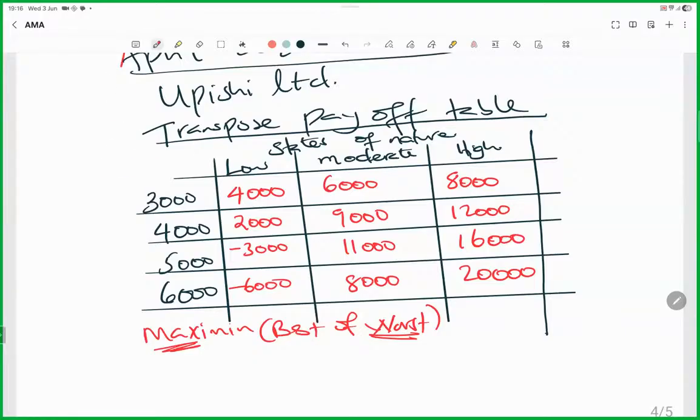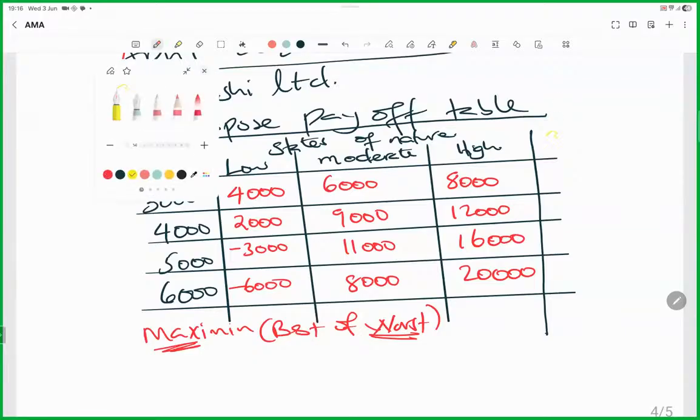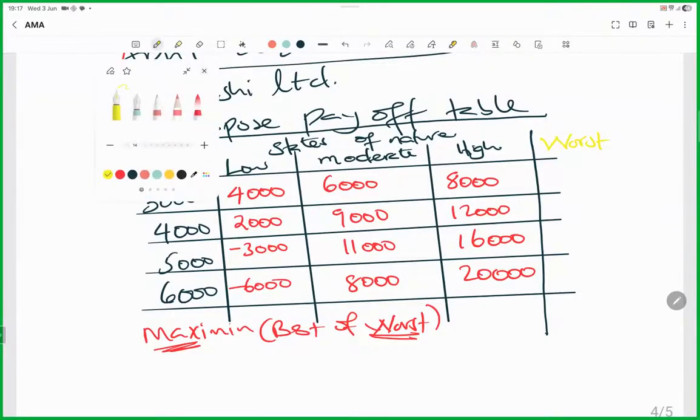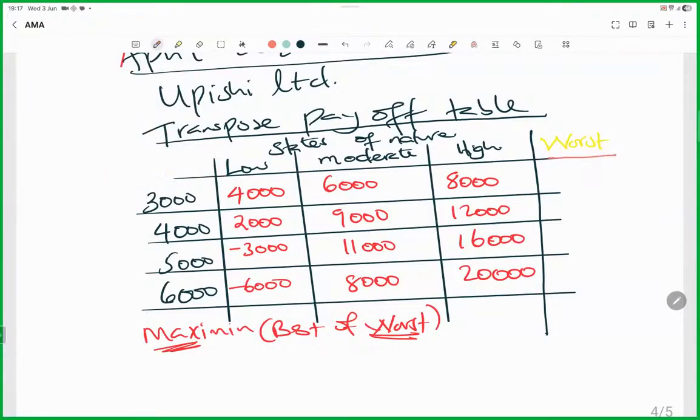So I'll pick a different color. So I have worst here. Now this color is not very good. It's very faint. Let me try this. Even these are not very good, but it's much better. So remember, if it's VCC mini, you start with the worst for each one of them, isn't it? So for this alternative, which one is the very worst? 4,000. Sorry, 4,000. This one is the very worst is 2,000. This one here, negative 3,000.